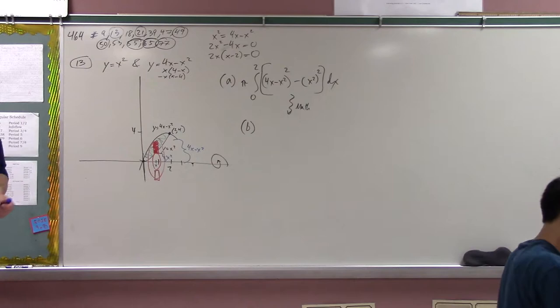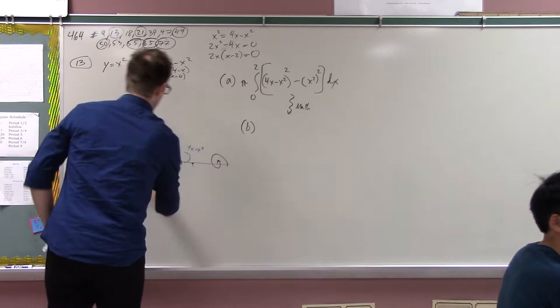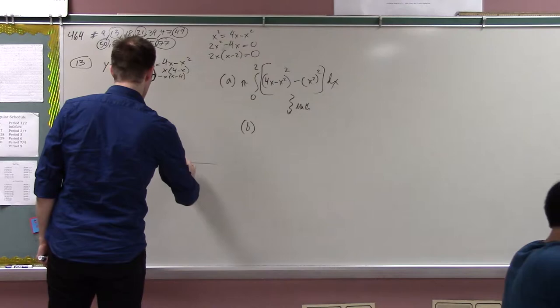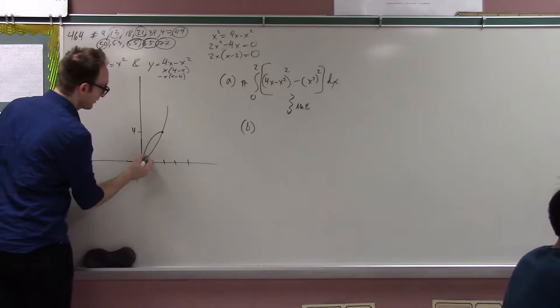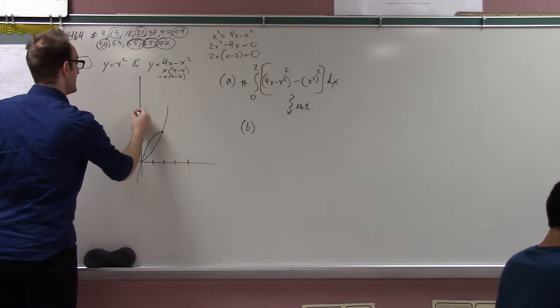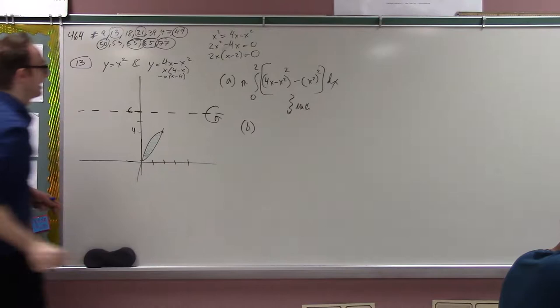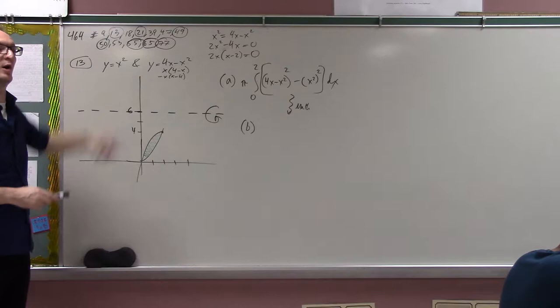Let's see, should I just erase? I'll just erase it. So I'll now very quickly redraw this. And then, like that. Okay, so here is my region. What changes now is the line that I'm rotating about. Now I'm rotating about the line y equals 6. So now a very different kind of shape is going to be formed. It's going to be like a weird sort of bowl thing with a hole, right?